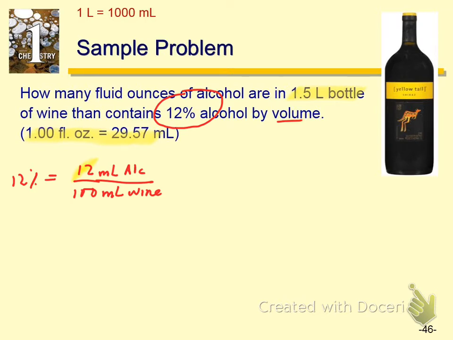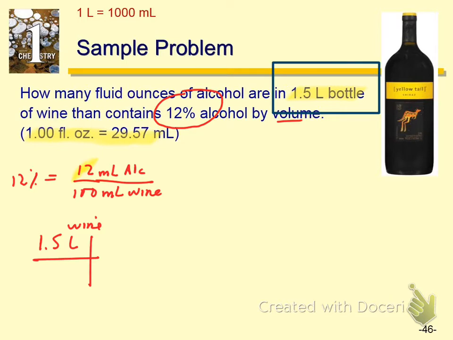Start with what's not part of a conversion factor. Fluid ounces to milliliters, that's going to be a conversion. Liters to milliliters, that's a conversion. Don't start with the 12%. That's a conversion. Start with what's not part of a conversion, and that's right here, 1.5 liters. So we're going to write down 1.5 liters of wine.